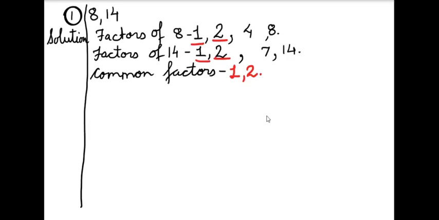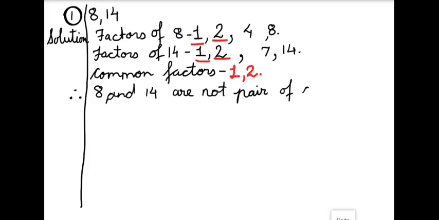Now these two numbers have two common factors. Then is this a pair of co-prime numbers? No. Co-prime numbers have a common factor of only 1. And these two numbers are having two common factors. So what will we write? Therefore, 8 and 14 are not a pair of co-prime numbers. Did you understand? So this was the solution for how we are going to solve question 1.